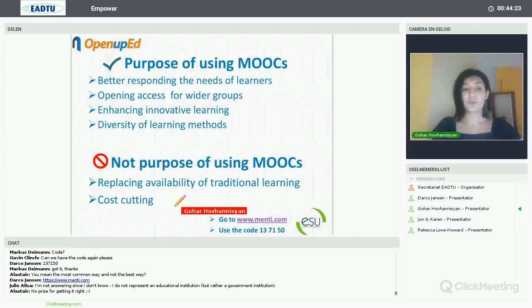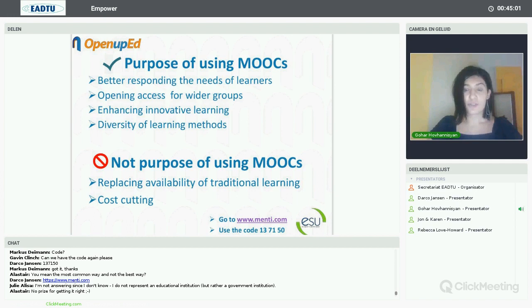And the second thing which should not be considered as a purpose of MOOCs is cost cutting. This might surprise some people. Why would we say that MOOCs should not be used for the purpose of cost cutting? This means that we should not use the MOOC as a tool to simply cut costs. Of course, using the MOOC indirectly affects the costs. It makes them less, but this should not be the primary purpose for using MOOCs, and that's what we speak about here.